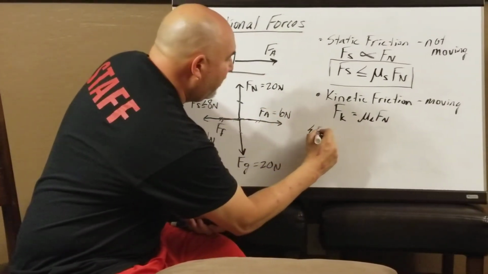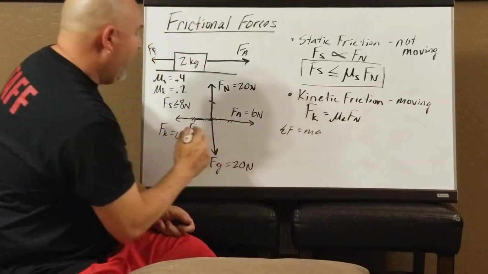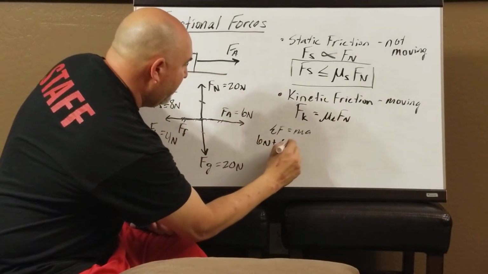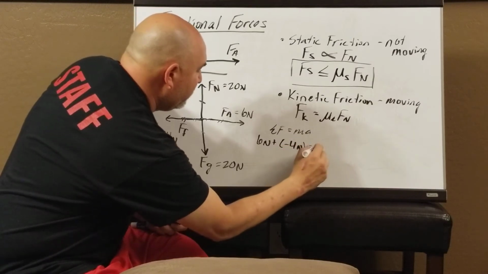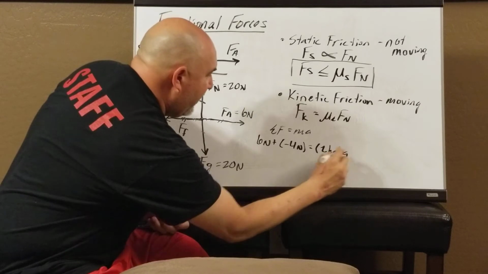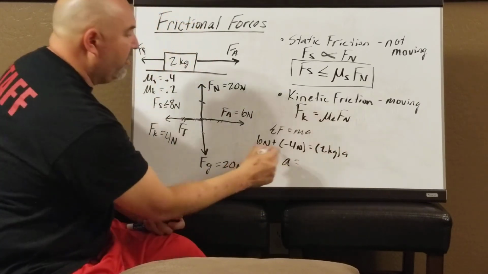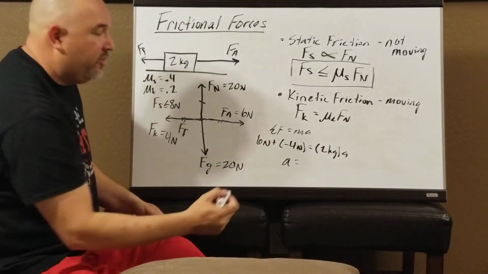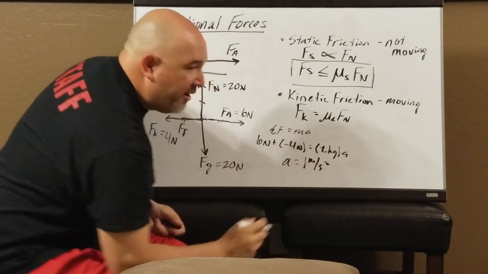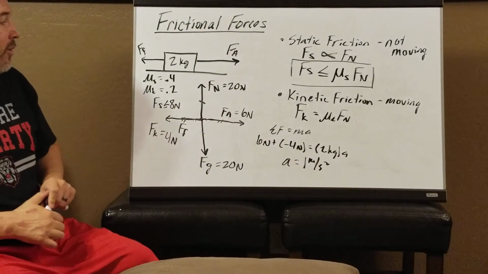Newton's second law says F equals ma, and I have 6 newtons plus a negative 4 newtons equals mass of 2 kilograms times a. I get an acceleration of, well, this is easy, 6 minus 4 is 2, 2 divided by 2, I have 1 meter per second squared. So I would have an acceleration. So that's how we would treat a problem like that.